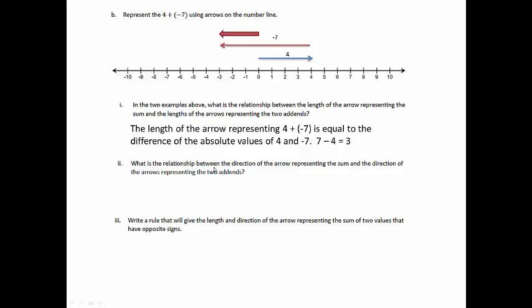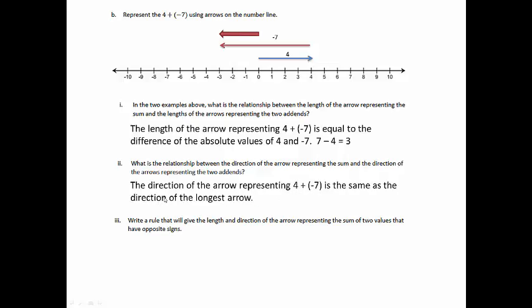If we wanted to know the relationship between the direction of the arrow representing the sum and the direction of the arrows representing the two add-ins, or the two numbers we added, if we looked at -7 and +4, -7 is pointing to the left, +4 is pointing to the right. Our answer is pointing to the left. It's a negative number. So the direction of the arrow representing 4 plus -7 is the same direction as the direction of our longer arrow, -7.